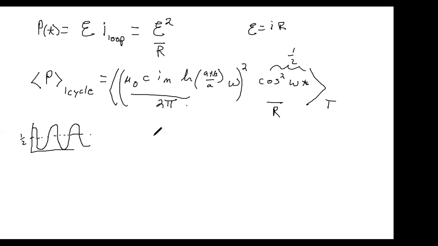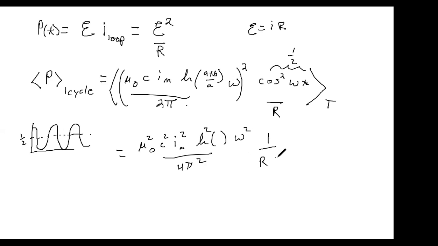Right? Okay. So then I can just say that this is going to be mu naught C, everything squared, I squared max, log of crap squared times omega squared divided by 4 pi squared. And then you get 1 over, there's an R there, times 2. The resistance only comes with one factor, just going back to the original formula. And that's what you get.